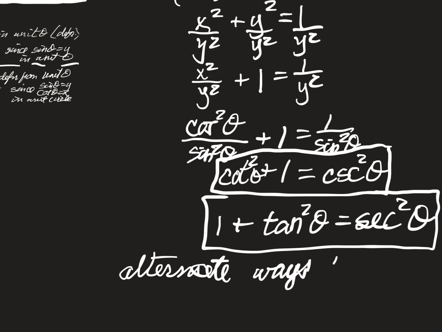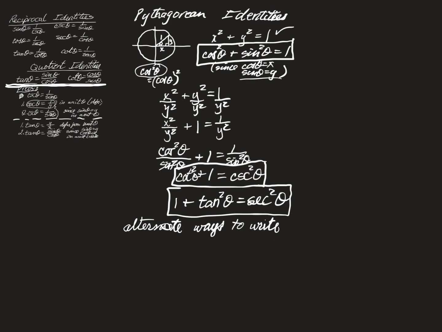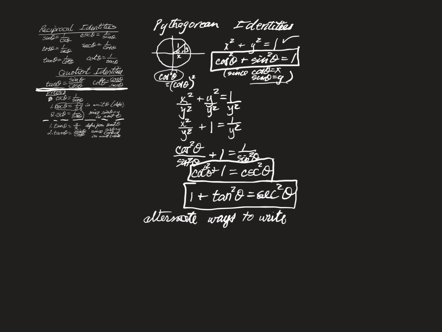Or alternate ways to look for them, okay? So let me give you a quick example. I'll shrink this up a little bit now. So Pythagorean identities, okay? Let's just look at the first one. We're going to look at cosine squared theta plus sine squared theta equals 1.